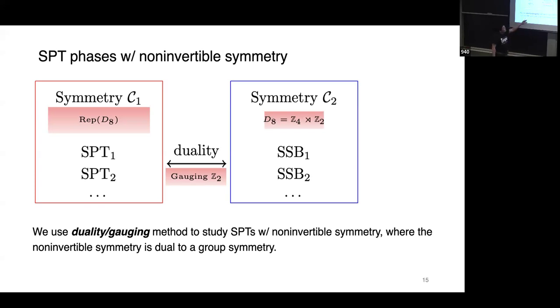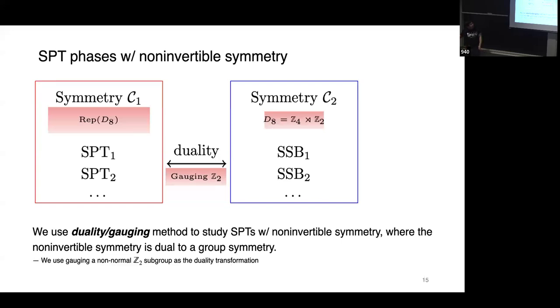And on the lattice, gauging Z2 is just performing the Kramers-Wannier transformations directly. And because of the duality transformations, the gapped phases on each side are one-to-one mapped. For example, the SPT phases with symmetry C1 correspond to some SSB phase with symmetry C2. And therefore, we just find what kind of SSB patterns correspond to the SPT, and by classifying these SSB patterns, we can do the classification with the non-invertible symmetries.